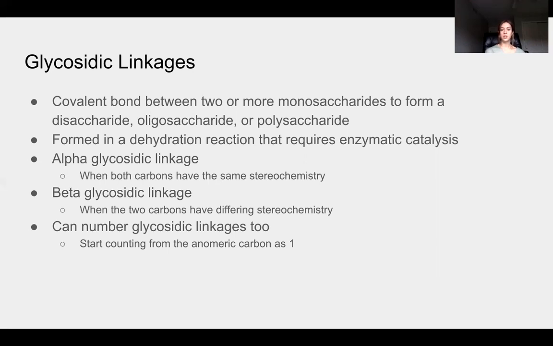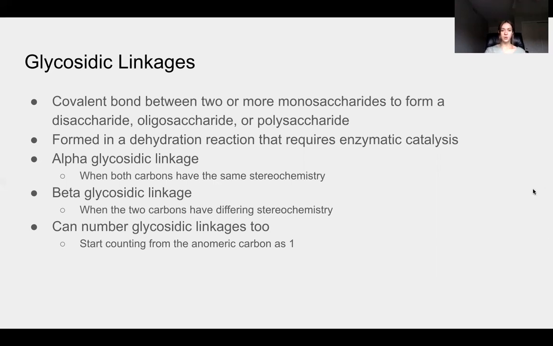These are usually numbered as well. So you start counting from the anomeric carbon as 1. You'll see a linkage, and it could be something like an alpha 1,4 or alpha 1,6 or 1,2. Those I would say are the most common, or beta.